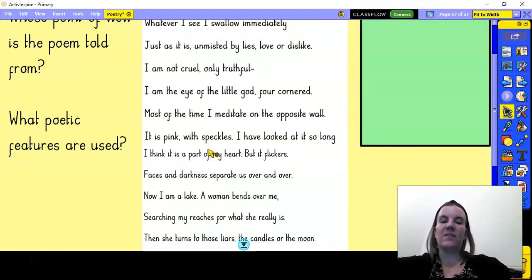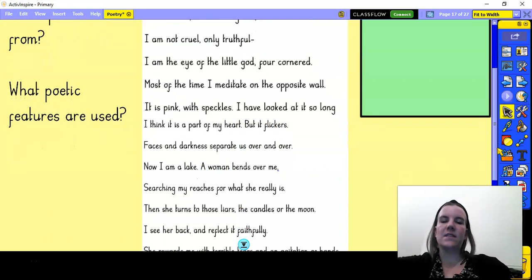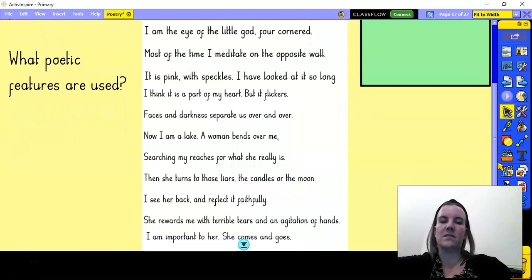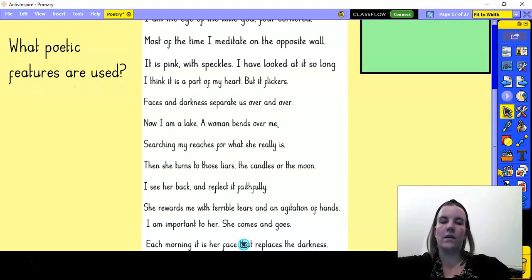It is pink with speckles. I've looked at it so long. That's the wall that it's talking about. I think it is part of my heart, but it flickers. Faces and darkness separate us over and over. So what might be looking at faces all the time? Now I am a lake. So this item, this object, seems to have changed into a lake.